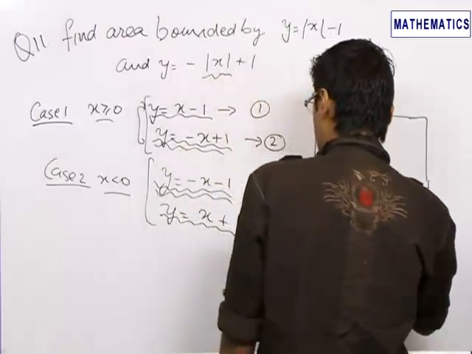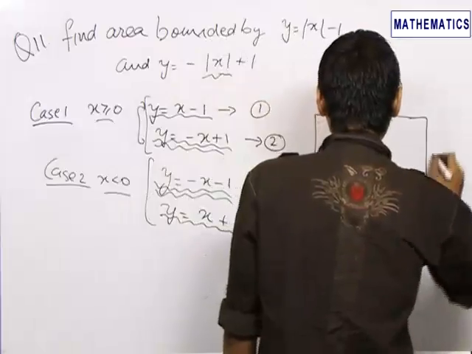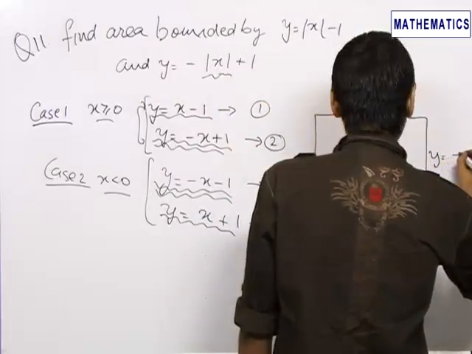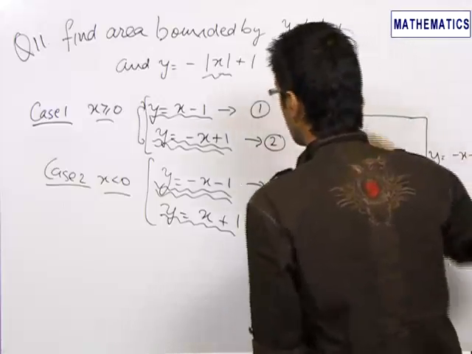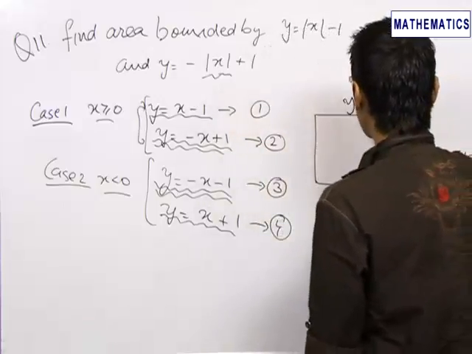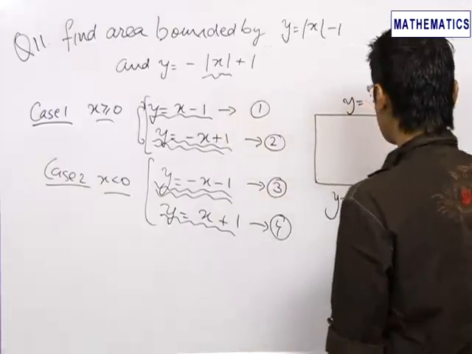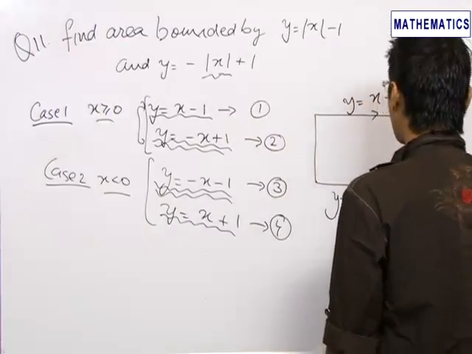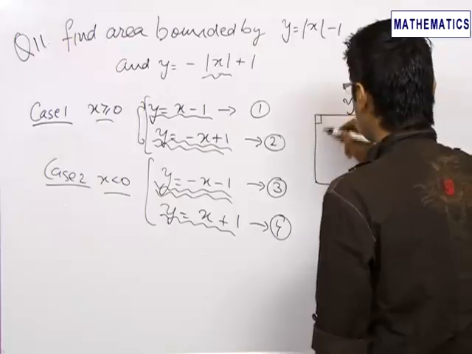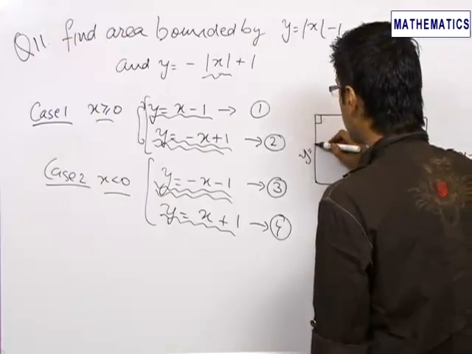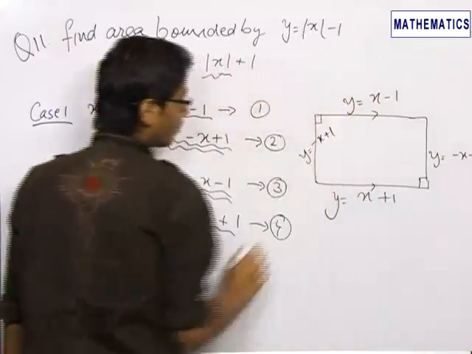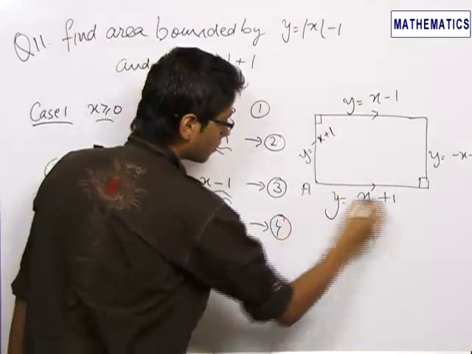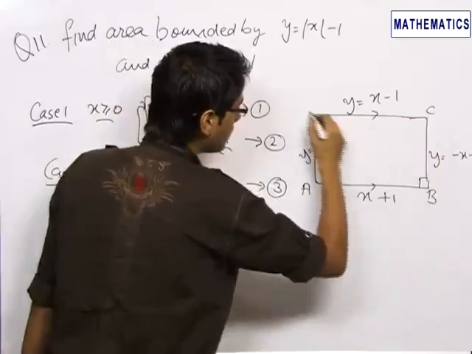We can say this is y equals x plus 1, this is y equals minus x minus 1, since these are perpendicular to each other. Similarly this will be y equals x minus 1, since this line is parallel to this line, both are having the slope of 1, and this will be the left line, which is y equals minus x plus 1, since this is perpendicular to this line. Now we can mark the four vertices A, B, C, D.